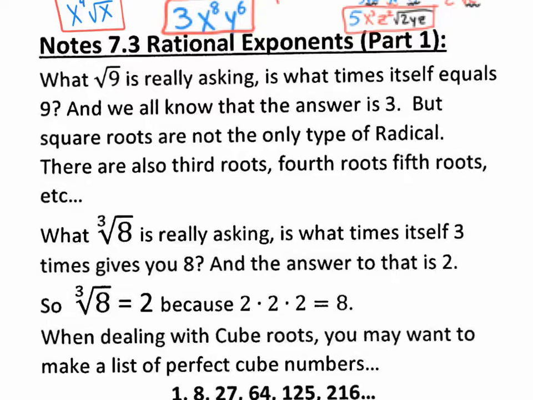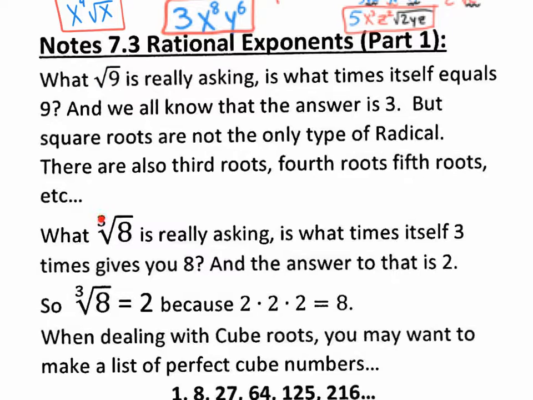Okay, so let's move on. Right here we have a square root of 9. And what is the square root of 9 really? What's it really asking? It's asking what value times itself twice will give you the answer 9. And we know that the answer is 3, right? 3 times 3, 3 times itself gives you 9. And that's what the square root of 9 is, it's 3.